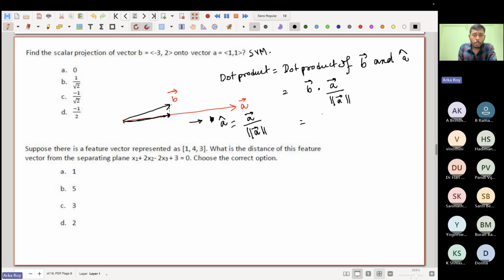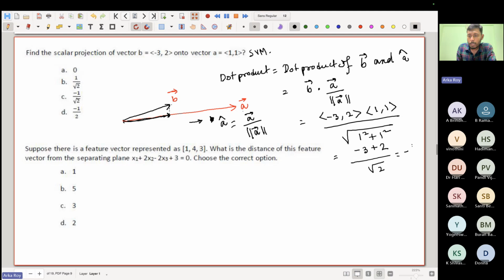So if I just do B dot A, this is -3, 2, and this is 1, 1, and norm of A means 1 square plus 1 square. That means this is the magnitude of the vector. And dot product means -3 into 1, so that is -3 plus 2 divided by √2. So this is -1 upon √2. This is what the scalar projection is evaluated as.